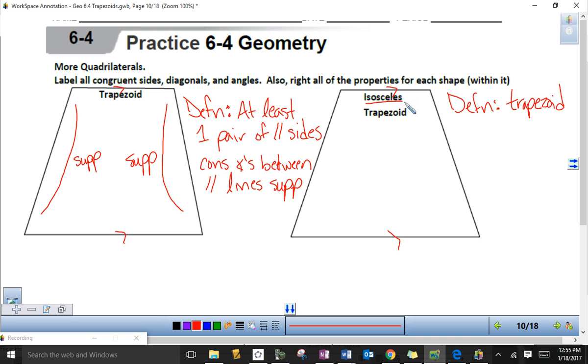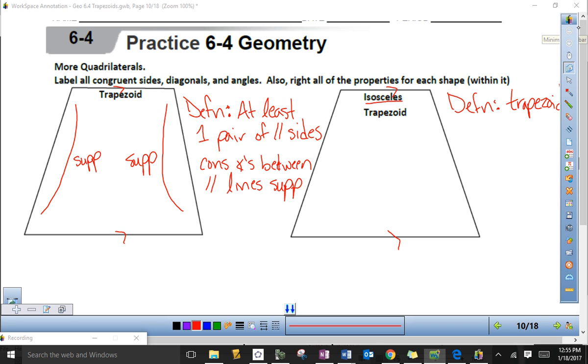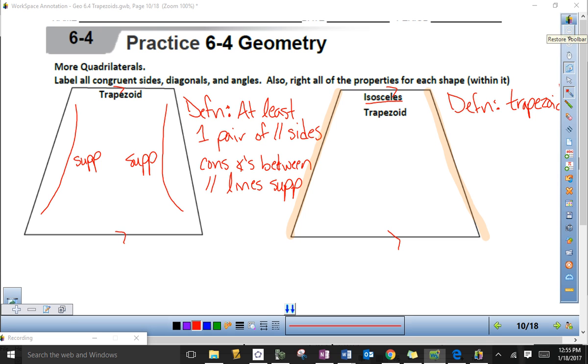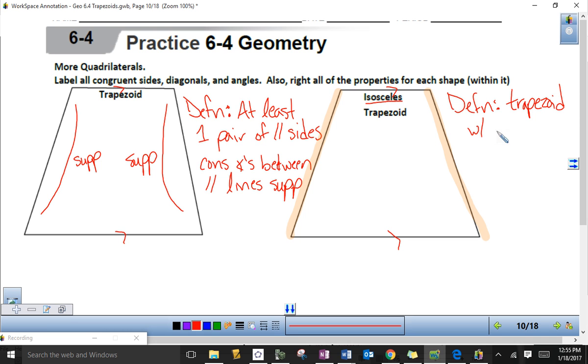Remember, isosceles from triangles means at least two sides are the same length. Well, in a trapezoid, it means two sides are the same length, and we'll call these sides legs, just like with a triangle. So with two congruent legs as our definition, let's go ahead and mark that in our picture with tick marks.